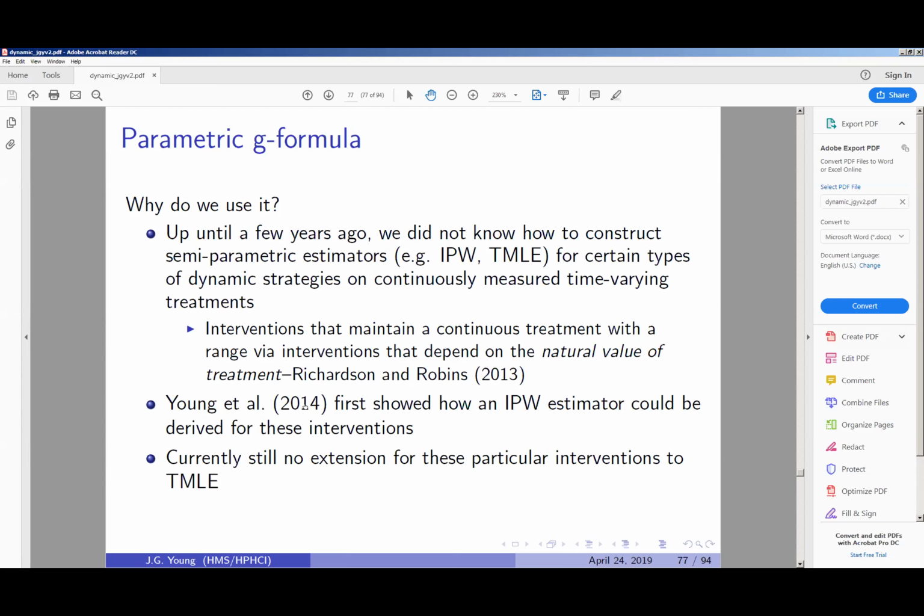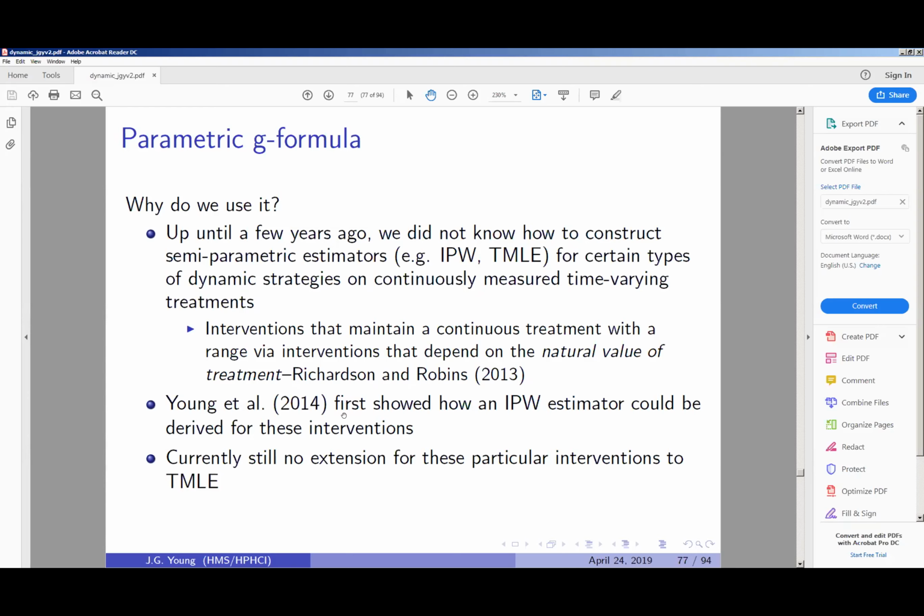One of them is that they give us a way to define the effect of maintaining a continuously measured treatment within some specified range. Up until 2014, up until this paper, we had no idea even how to derive an IPW estimator for these types of interventions. So at that time, the parametric G formula was the only way to estimate some of these questions, and that was really when we started building software for it and using it a lot.